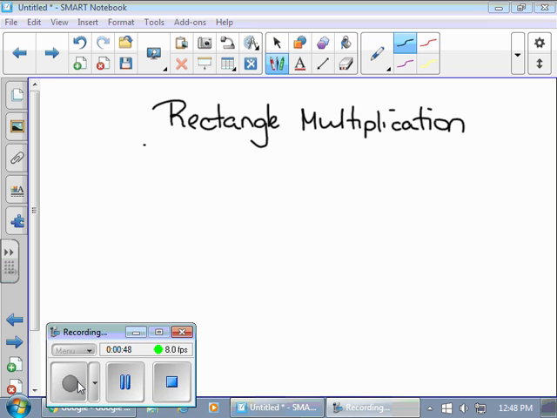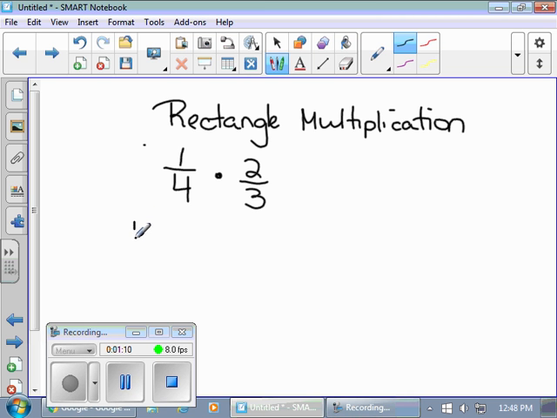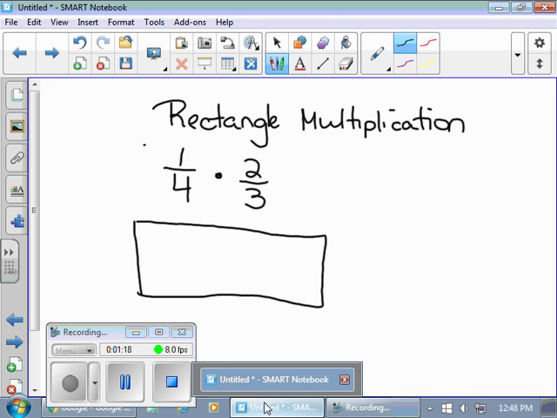When you start with your multiplication problem, let's say I have 1/4 times 2/3. Okay? And I ask you to represent this using a model. You're going to draw a rectangle. It depends on what I know this first one I want to break up into 4 pieces, so that's why I went just a little longer.